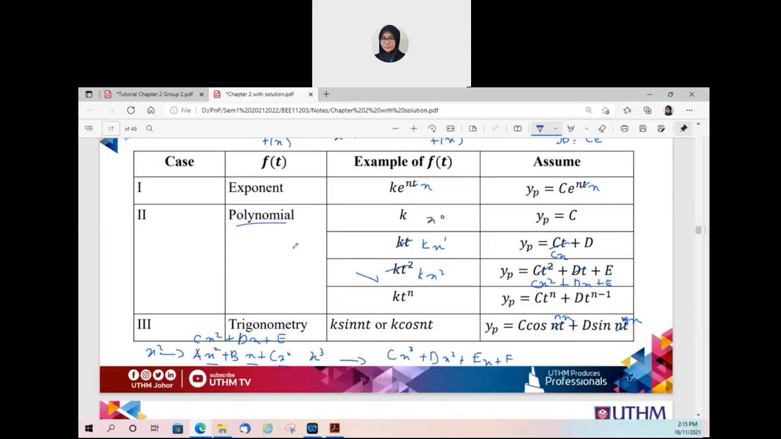So that was polynomial, and the other one is trigonometry. For trigonometry, it doesn't matter if you have a negative sign or negative cos, your yp is still positive here. It's the same with x, it doesn't matter if you have x square minus 1. Here all are positive, because we are making an assumption. If you have sine or cos, either one, your yp will be the same.